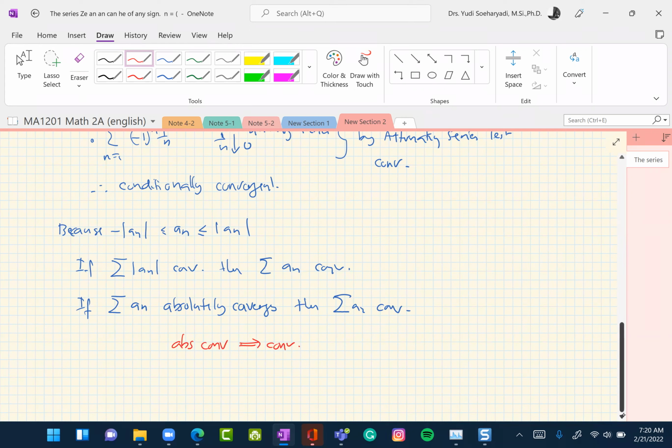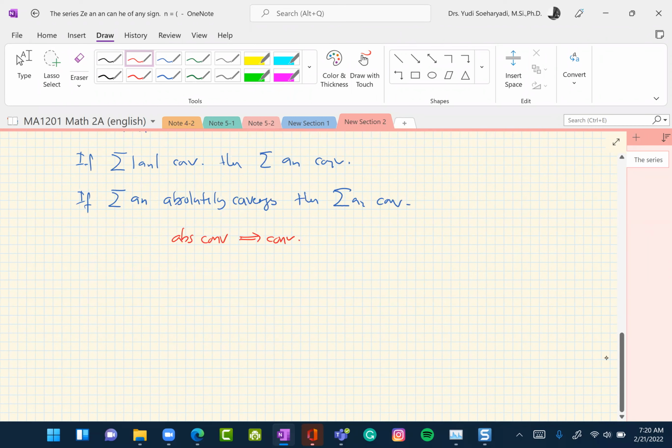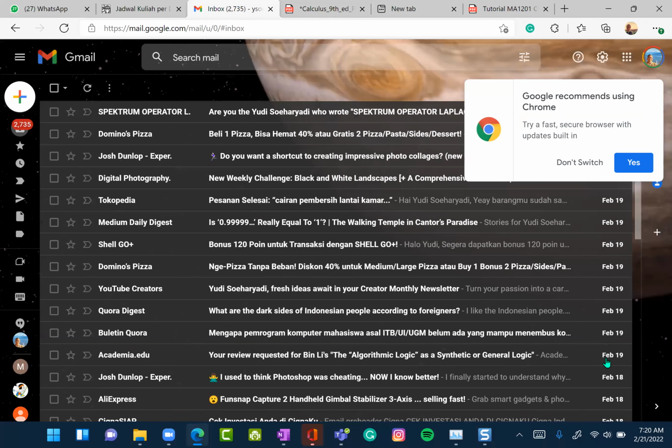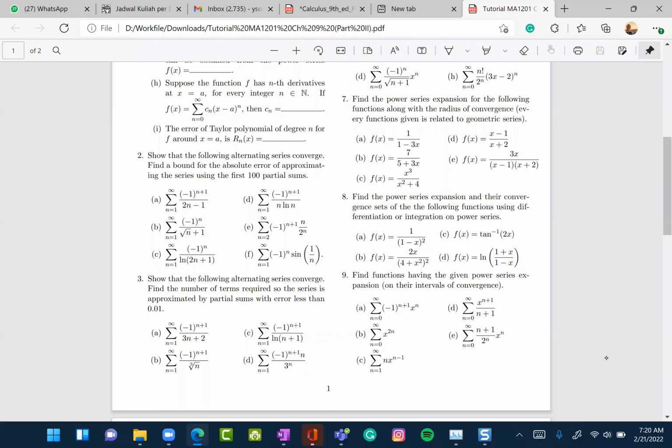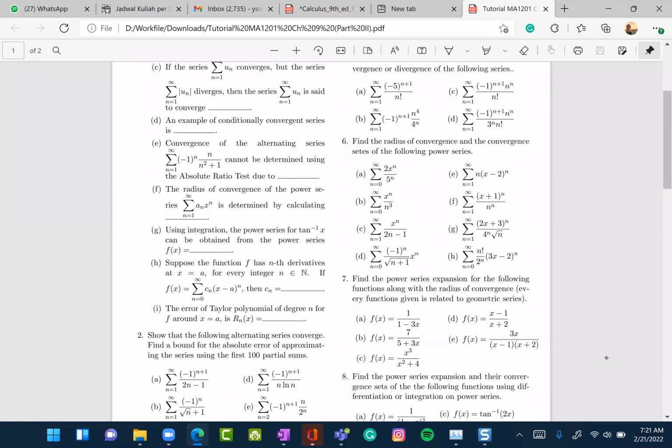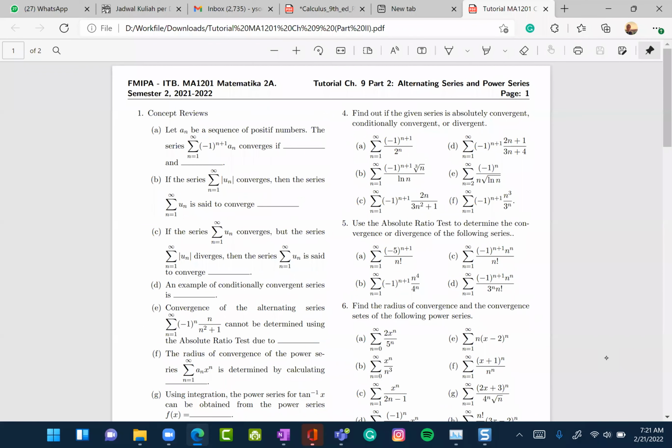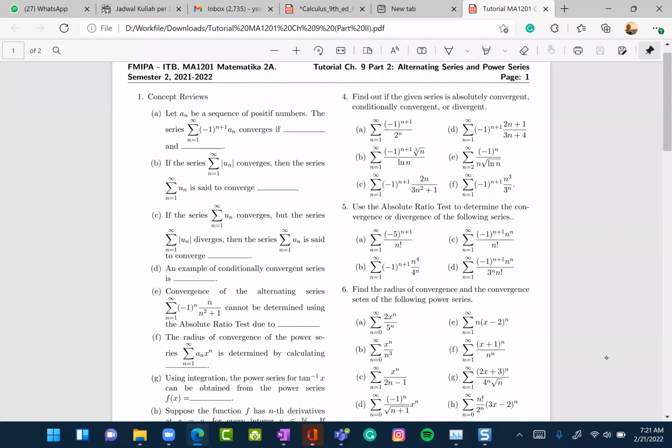Okay, so let's pick up some more problems from the new problem session sheet. Alternating series, right. Number four, problem B. Problem B, this one. So you see this is an alternating series.